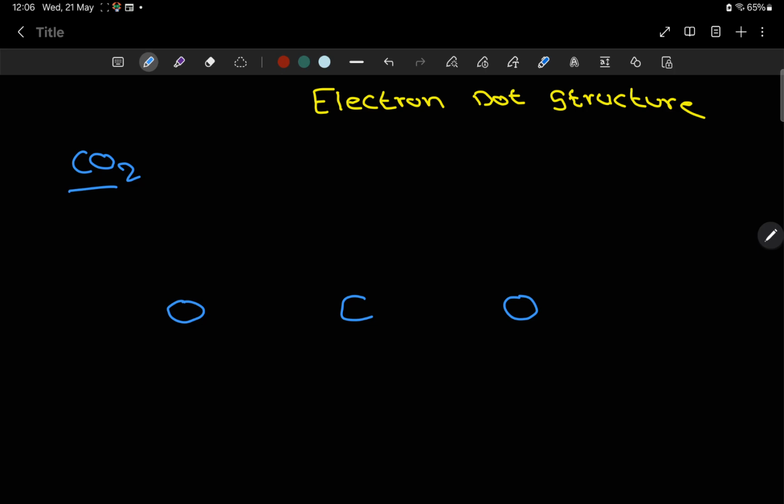So let's write the electronic configuration of the two elements. There are two elements in this compound: one is carbon and the other one is oxygen. The electronic configuration of carbon is nothing but, what is the atomic number of carbon? 6, right? So the electronic configuration will be 2, 4. What is the atomic number of oxygen? It's 8, right? So the electronic configuration will be 2, 6.